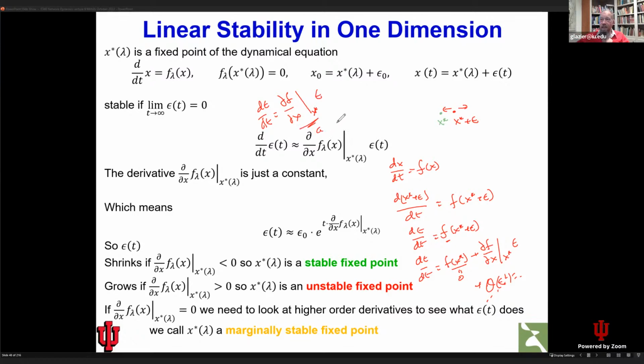If I call this A, this is d epsilon by dt equals A times epsilon. This is just an exponential. So this means epsilon of t equals epsilon 0 e to the t A. That's the derivation.